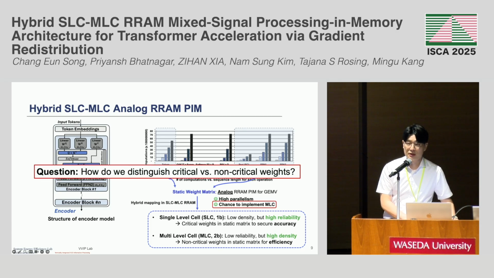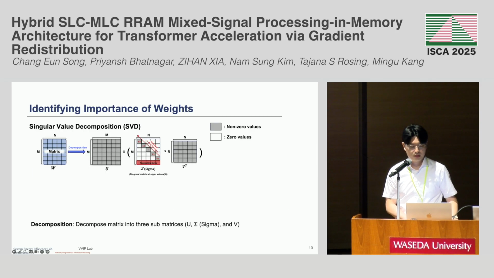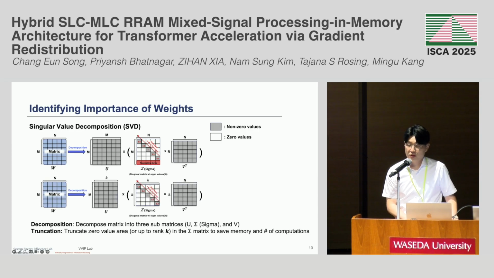Then here's one question. How do we distinguish the critical versus non-critical weights? In our work, we implemented the singular value decomposition, which we call SVD, and now we can order the weights by importance. The initial matrix is now split into three different sub-matrices: U, sigma, and V. Here the sigma matrix is the diagonal matrix with the order of importance, rank-based. And then we do the matrix truncation to reduce the number of parameters and the number of computations so that we can save memory.